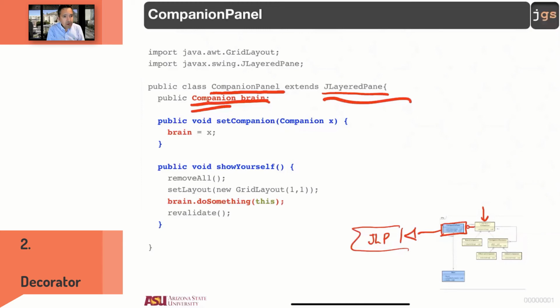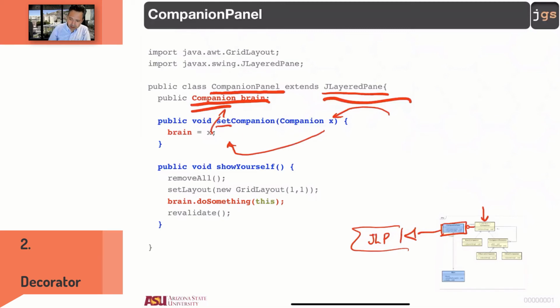If I have a variable, I need a method to establish a value for the variable. So I need a setter, and as usual, the setter is going to receive a value, and it's going to put that value in my variable. Okay, the panel set companion.